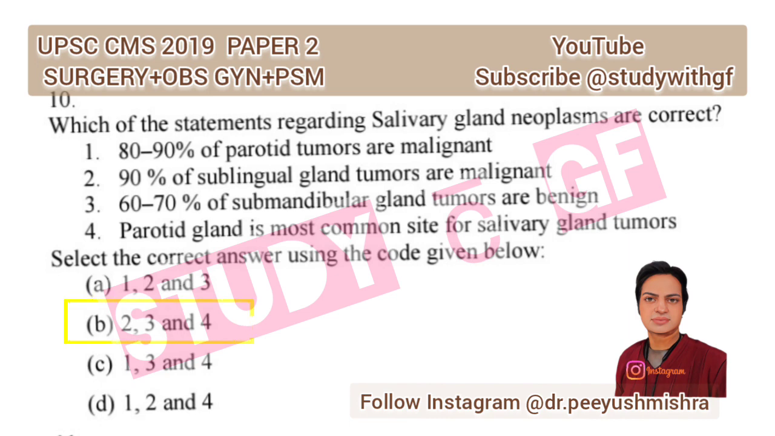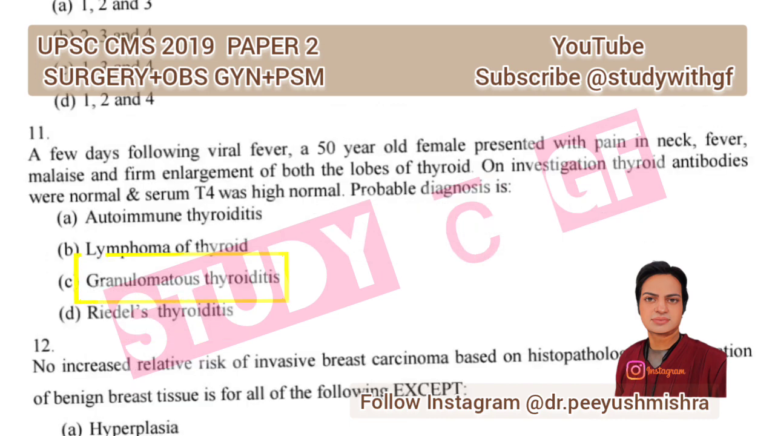Which of the statements regarding salivary gland neoplasm are correct? 90% of sublingual gland tumors are malignant. 60 to 70% of submandibular gland tumors are benign. Parotid gland is the most common site for salivary gland tumors. A few days following viral fever, a 50-year-old female presents with pain in neck, fever, malaise, and firm enlargement of both the lobes of thyroid. On investigation, thyroid antibodies were normal and serum T4 was higher than normal. Probable diagnosis is granulomatous thyroiditis.